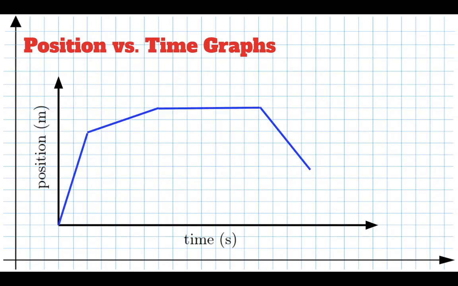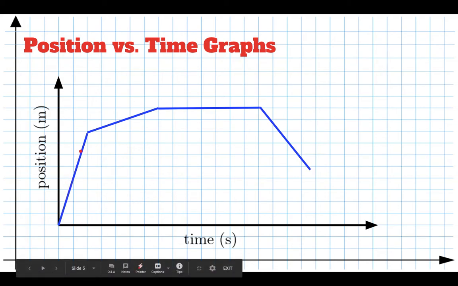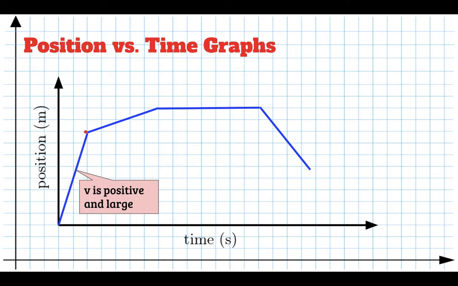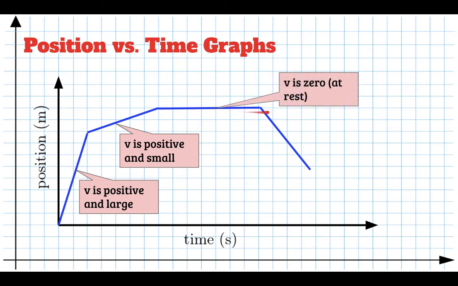So if you have a representation like this, then you can tell that initially the slope is large, so the velocity is large, and it's positive. The object is moving to the right. During the next segment, the velocity is still positive, but it's not quite as big, so the object has slowed down. During the third segment here, the slope is 0, and so the velocity is 0. The object is at rest. And during the fourth segment here, the slope is negative, and so you can tell that the velocity is negative. The object is moving to the left.